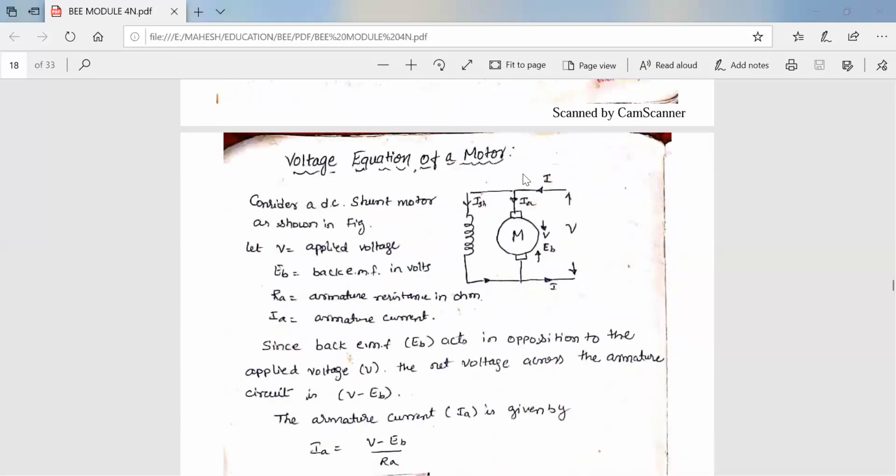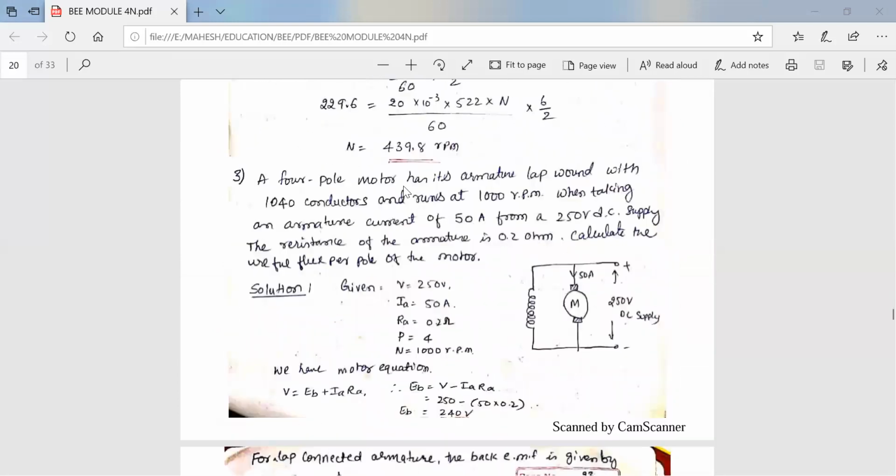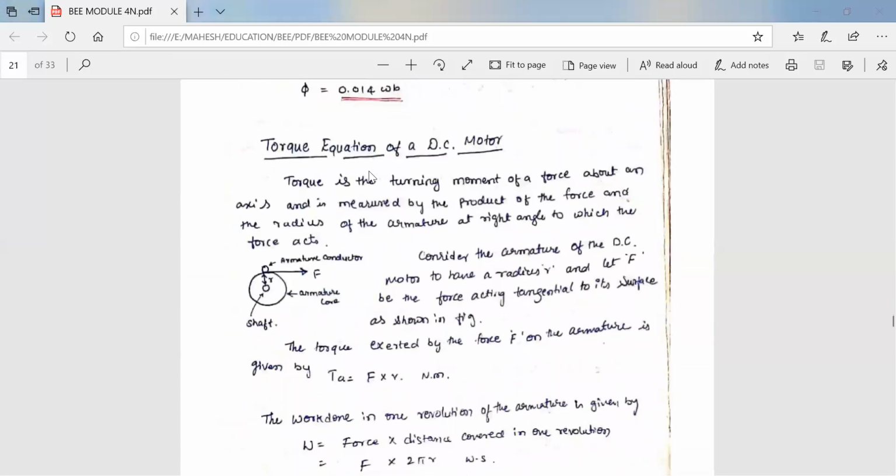Next one is the voltage equation of the motor. This concept we will see in the types of DC motor. So now we'll see about the torque equation of a DC motor.